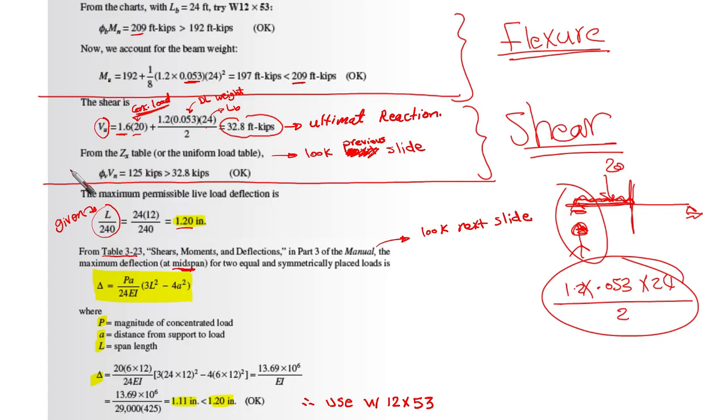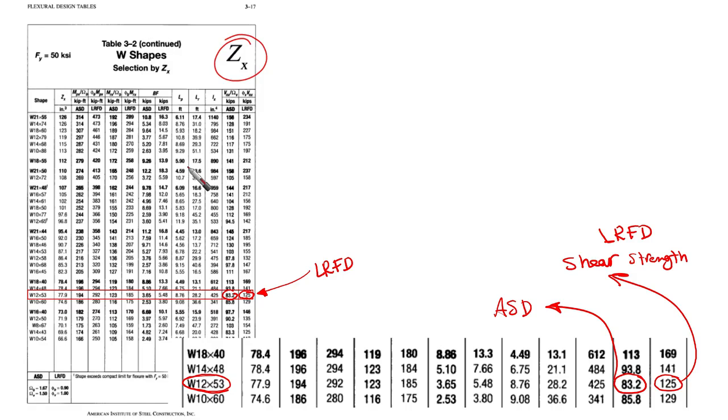As we have done before, to accelerate the design process, we can go to the ZX table, or the uniform load table. Okay, we can go to the previous slide. This is the ZX table, and we can go for W12 by 53. As you can see here, I'm zooming in. This is W12 by 53. Go to the last part. The last part is the shear strength for LRFD, and this is shear strength for ASD, which is 125 for LRFD and 83.2 for ASD. Then go back.